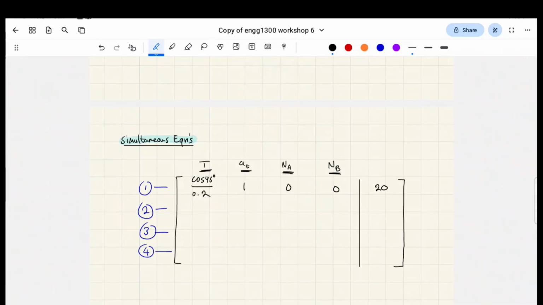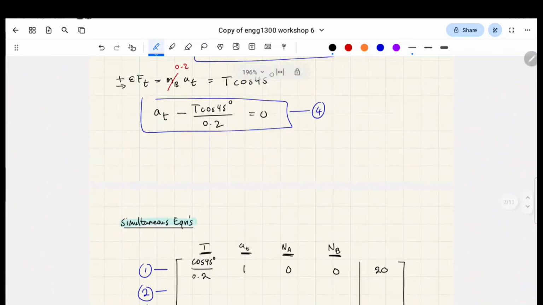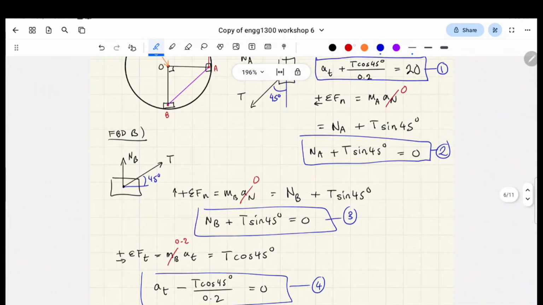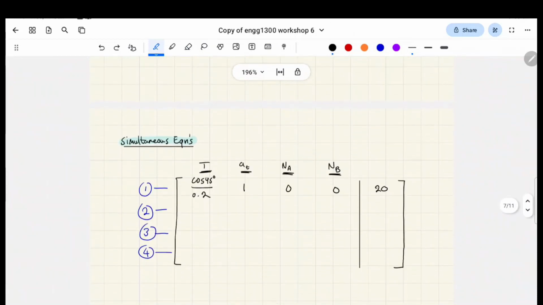So you can also do this using substitution, whatever simultaneous equation methods you like, but I find that when I have SimulLab next to me, this is the easiest way. And so for equation 2, similarly for t, it's sine 45, for NA it's 1, and for the other variables it's 0. And for equation 3, it was very similar, except that NB was 1 instead.